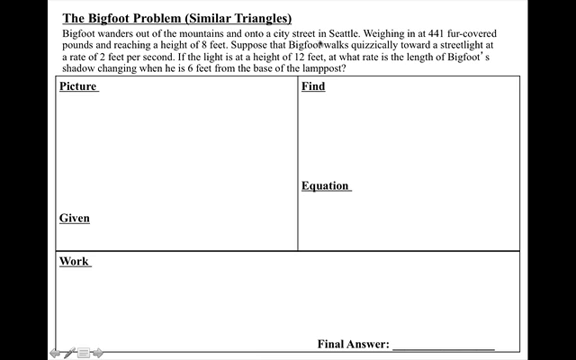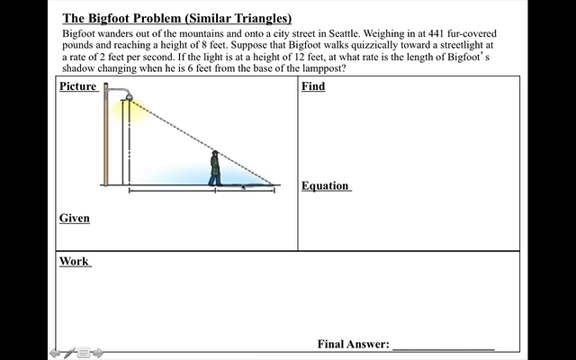All right, so we just read the problem. Now let's draw a picture. Pretend that this is Bigfoot. All right, so we have the lamppost, and he is walking away from the base of the lamppost. We want to know the rate at which the length of his shadow is changing as he is moving away. So the given information that we have is that the height of Bigfoot is 8.